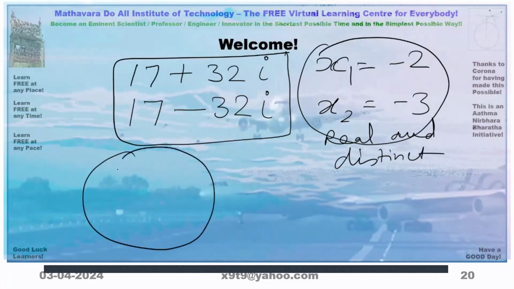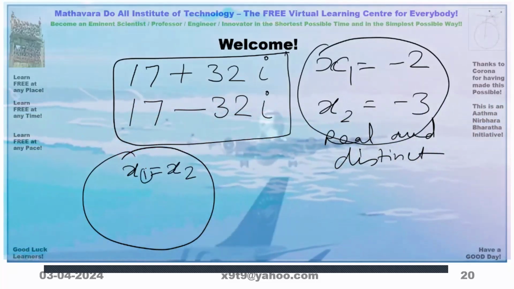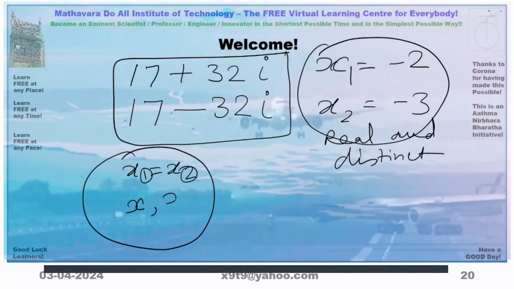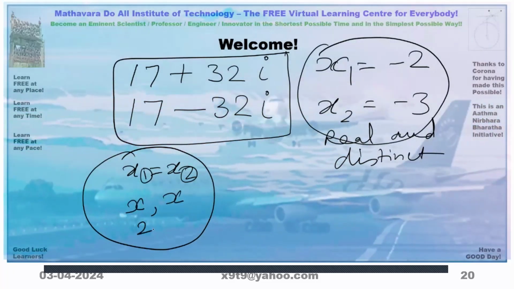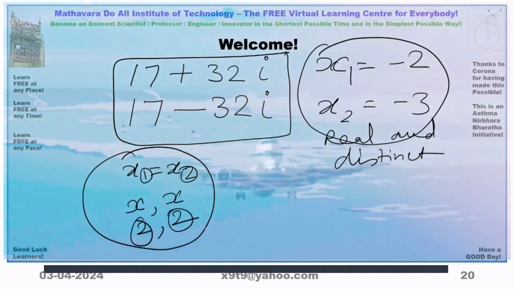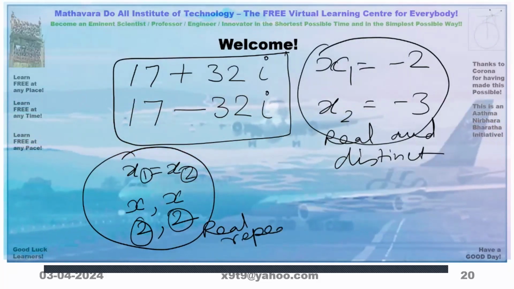Second problem was x1 is equal to x2. So no need to write this subscript 1, 2. We will write x and x. Same thing repeated. Say 2 and 2. So these are real numbers and repeated roots.